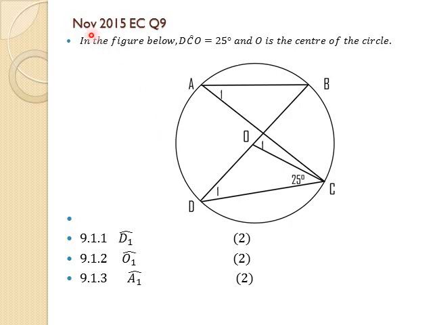So the first question here is from November 2015, set up in the Eastern Cape. Question 9, and they say, in the figure below, DCO equals 25 degrees. O is the center of the circle. Calculate with reasons the size of angle D1, then the size of O1, then the size of A1.